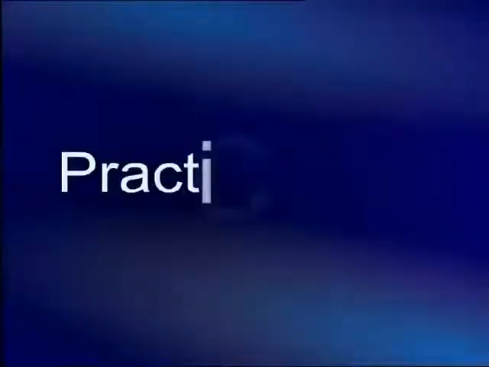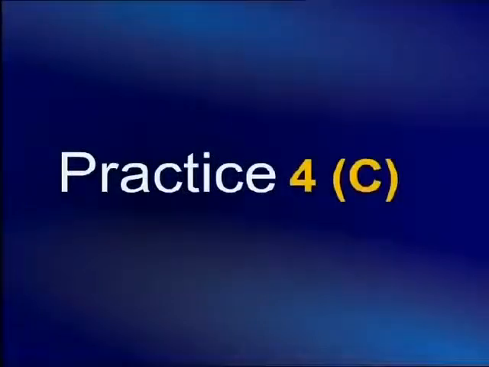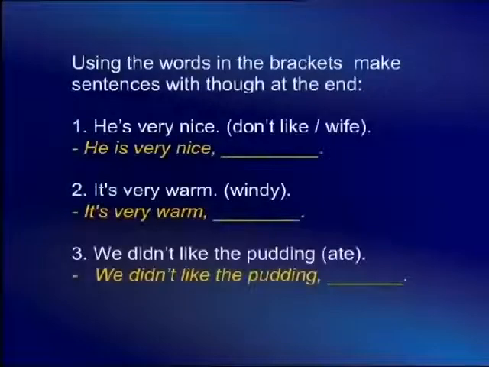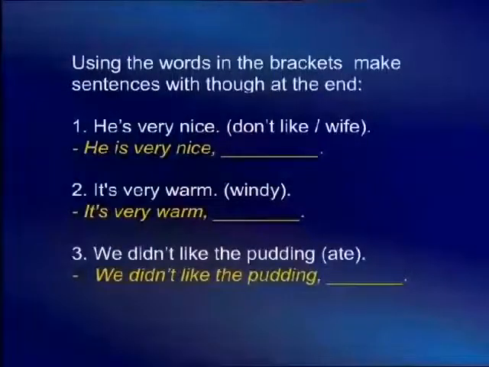Now, another practice session. Here you have to use the words that are given in brackets and make sentences with those words, with though at the end. Take the first one. He is very nice. And in the bracket it says don't like wife. So you can rewrite that sentence using the words given in the brackets and use though at the end. He is very nice. Full stop. I don't like his wife though. Number 2. It's very warm. Windy. It's very warm. It's windy though.